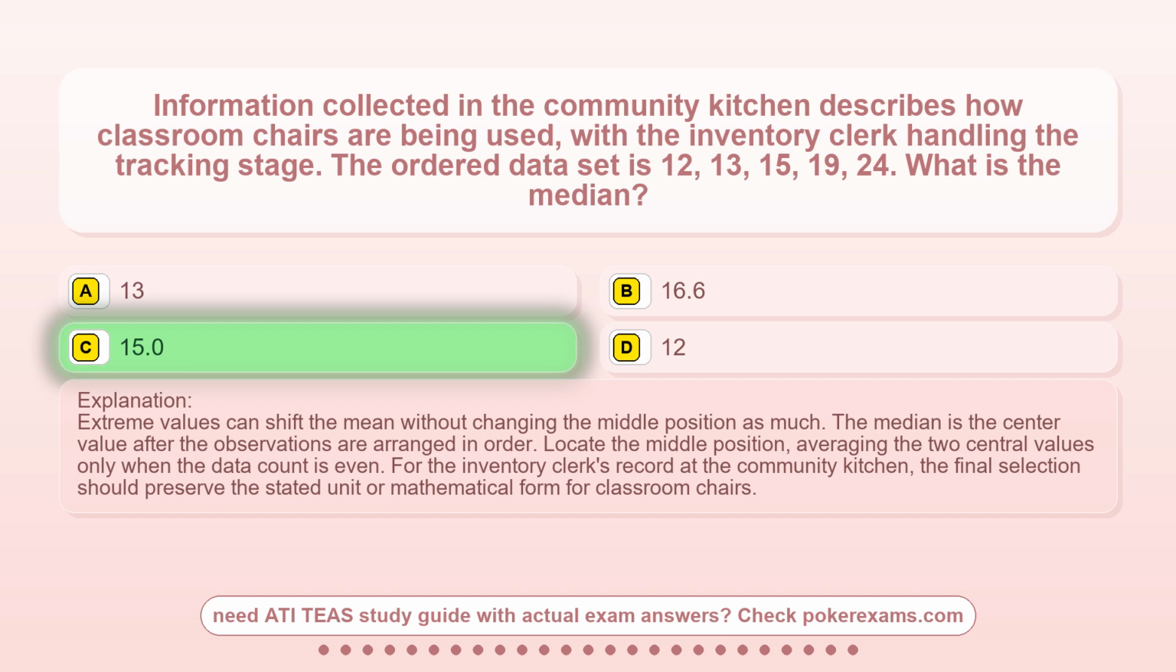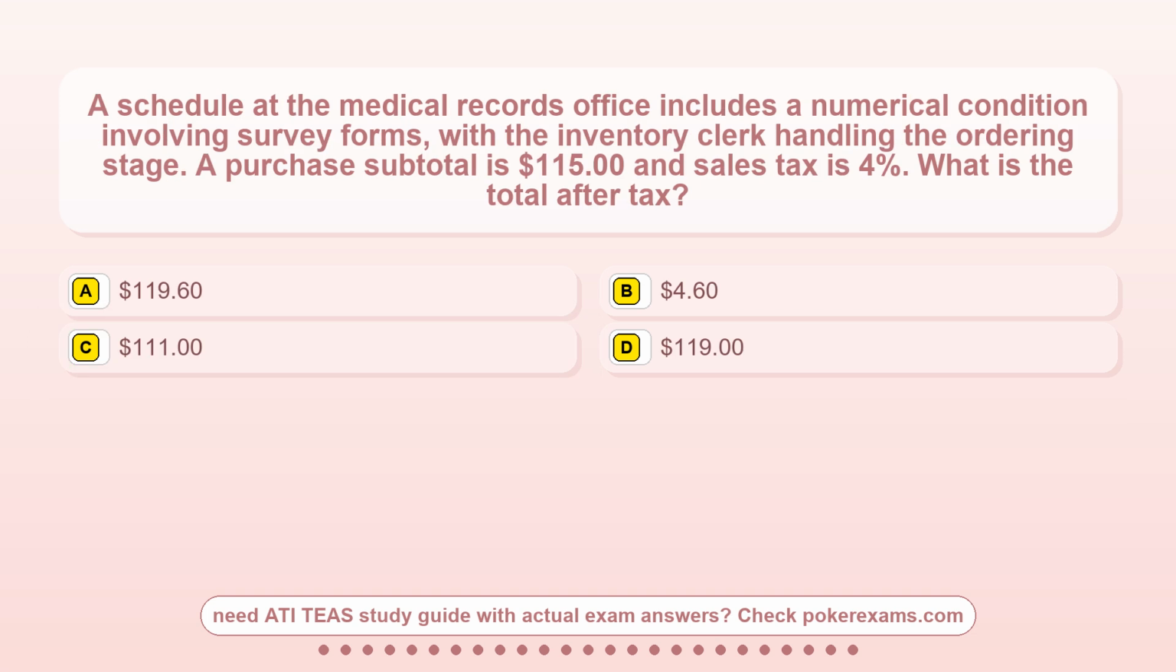For the inventory clerk's record at the community kitchen, the final selection should preserve the stated unit or mathematical form for classroom chairs. Question 16. A schedule at the medical records office includes a numerical condition involving survey forms, with the inventory clerk handling the ordering stage. A purchase subtotal is $115 and sales tax is 4%. What is the total after tax?